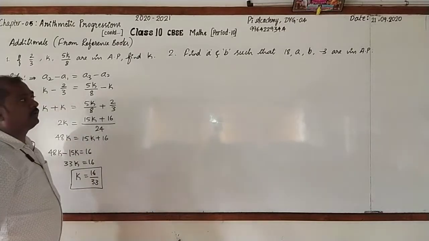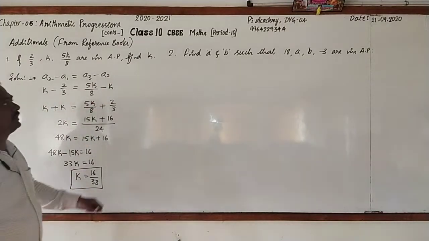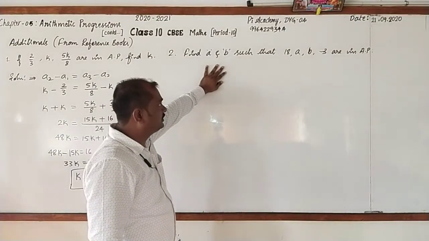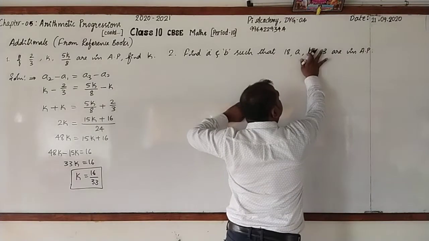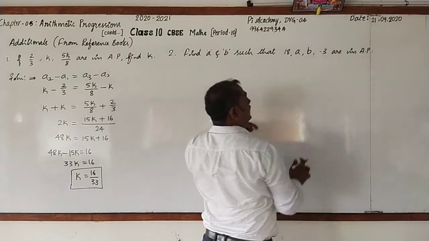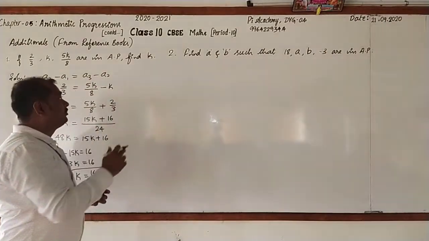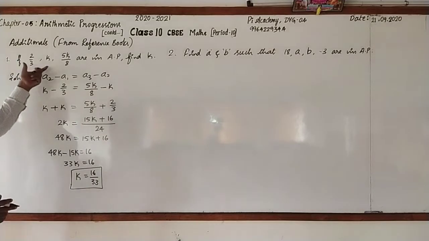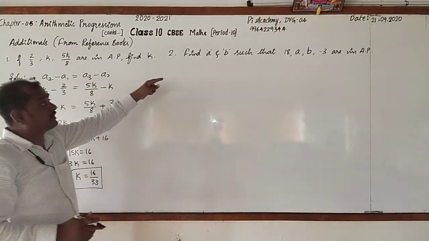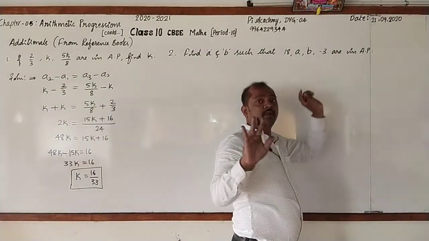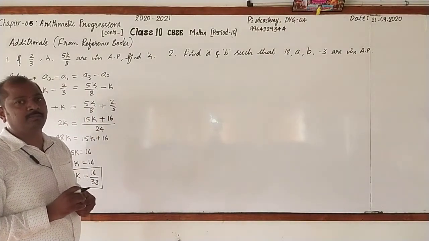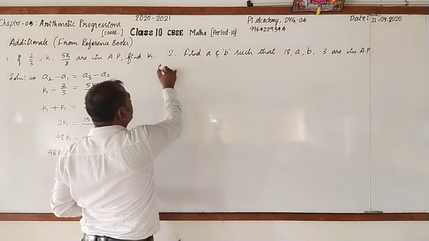Okay. Now observe and copy the second one. It has been given like this: find a and b such that 18, a, b, minus 3 are in AP. Followed? But the difference between these two is, here they have given 3 terms, hence we have written A2 minus A1 equal to A3 minus A2 directly. Whereas, in this problem, they have given 4 terms. Moreover, there are 2 unknown terms, a and b. That is why we will go for writing in this way.